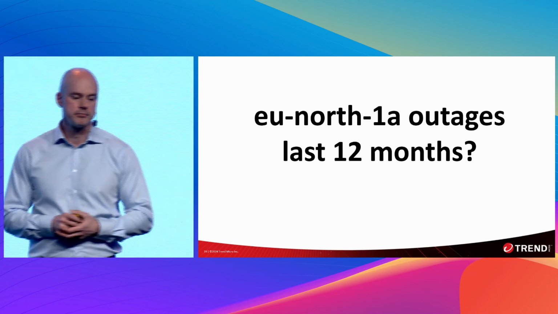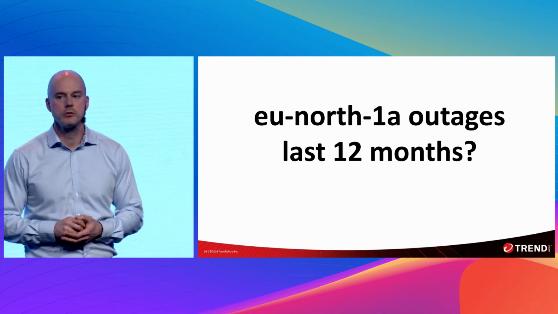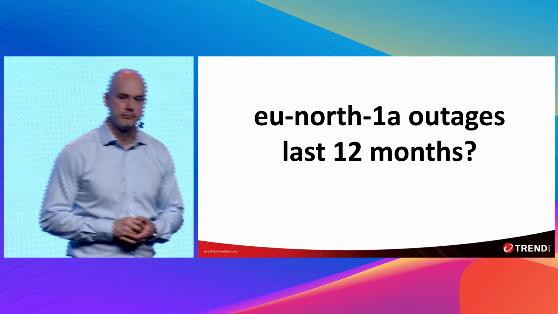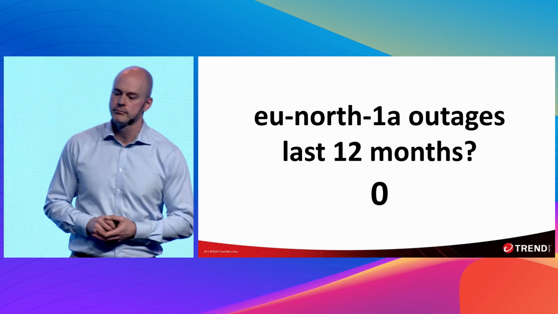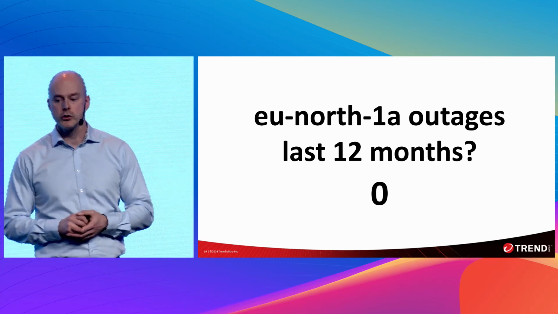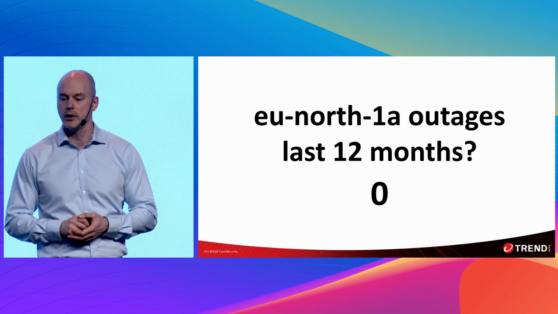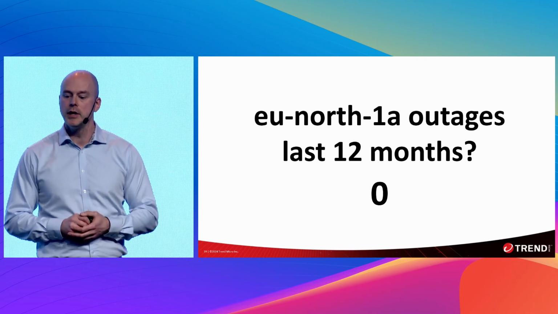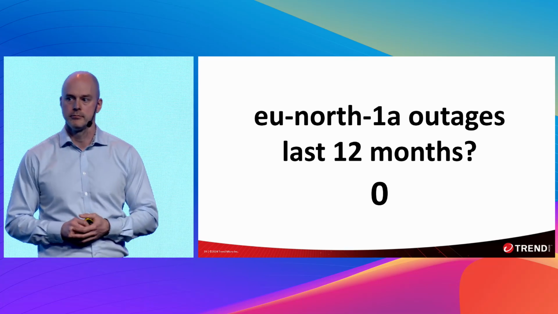Anybody want to guess? The last 12 months, the RDS service in zone A in Stockholm, downtime? 0. The historical outcome was 0 that we're mitigating with our $6,000 a year. I would argue that the future risk of there being an outage on this service is extremely low.